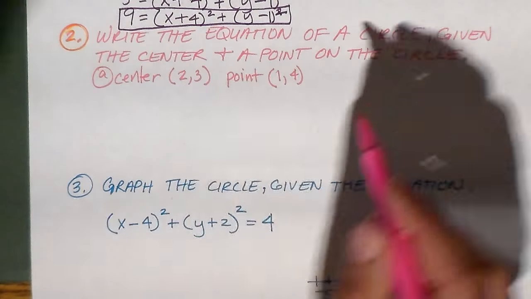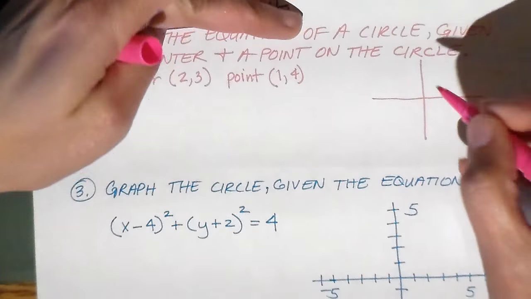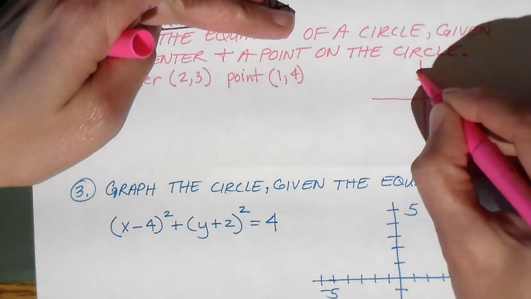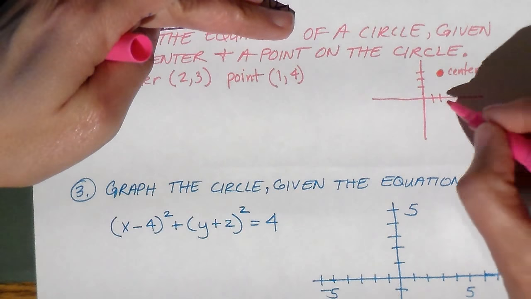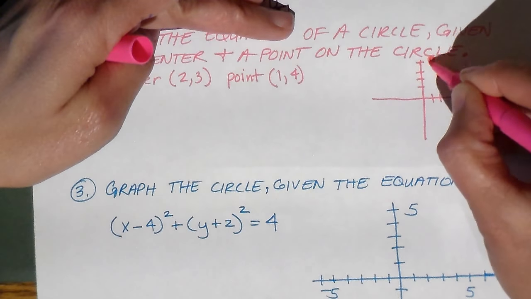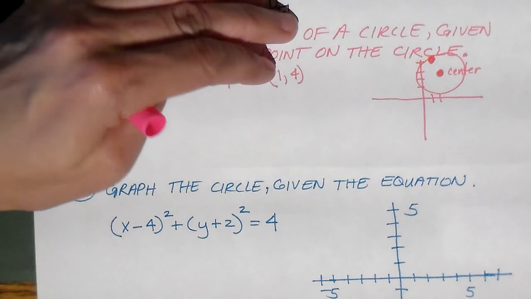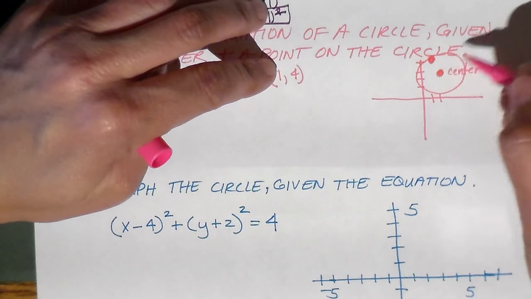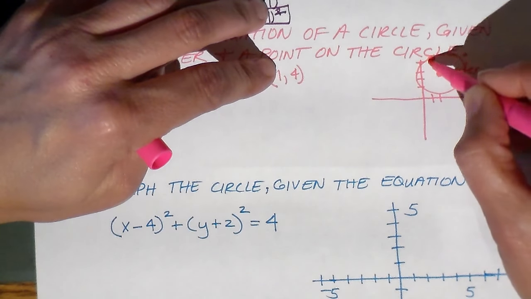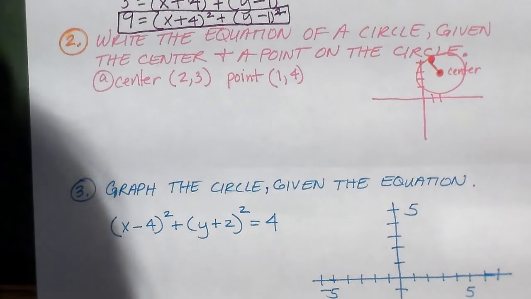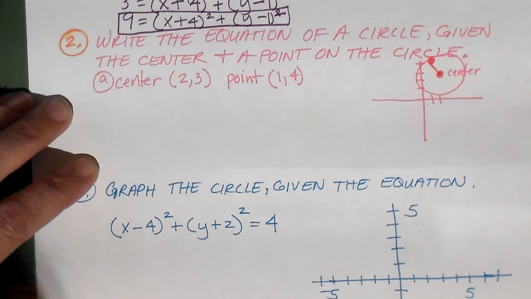What do you know about a circle? When you graph a circle, let's say I've got 2, 3. That's my center. Then 1, 4 is up here, and that's on the circle. What do you know about a circle? A circle is the set of all points that are equidistant, the same distance, from the center. So to find the radius, it makes sense to find the distance between the center and that point, because the distance between the center and any point on the circle is the radius.